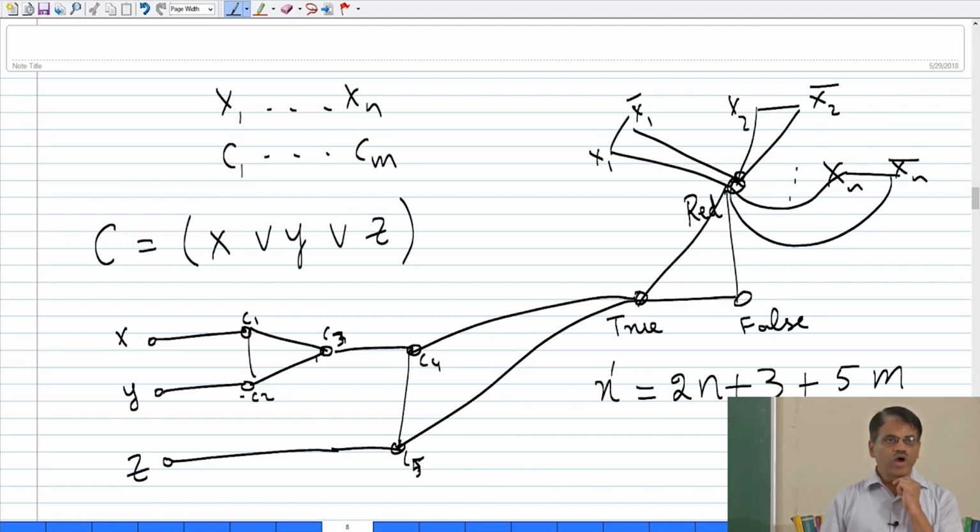Okay, so now what do I have to show? I have this huge massive graph. Well, massive, it just has some 2n plus 3 plus 5m vertices, maybe some linear number of edges, not too many edges. And what do I have to show? The original formula is satisfiable if and only if this graph has a 3 coloring.